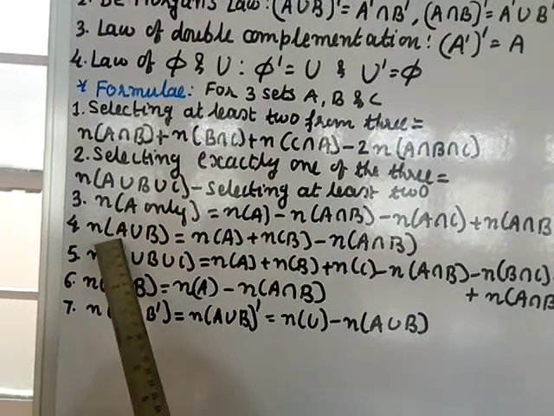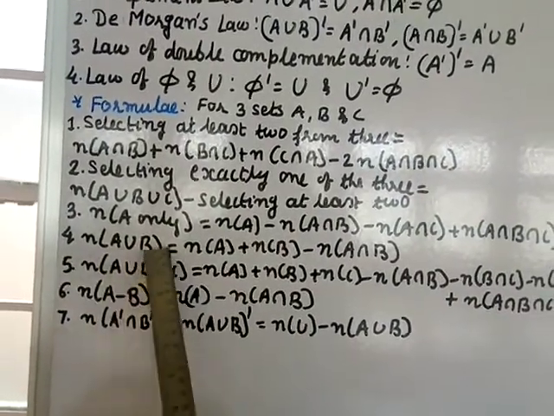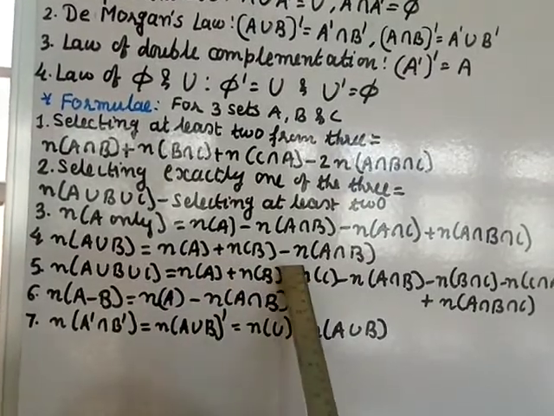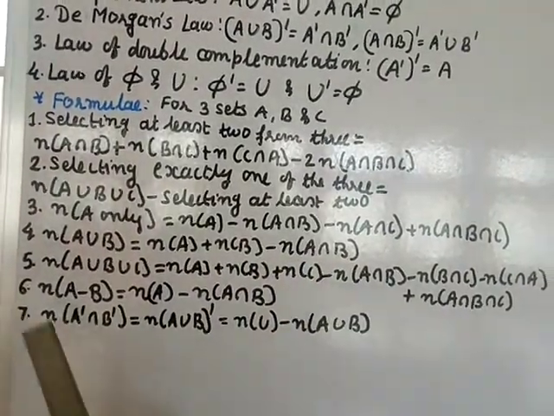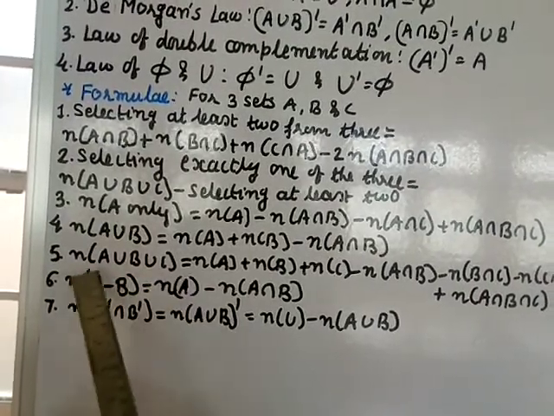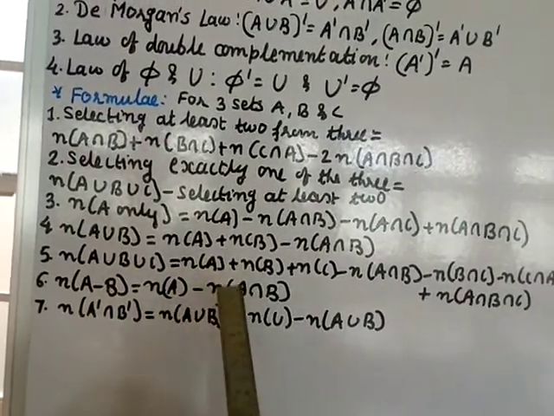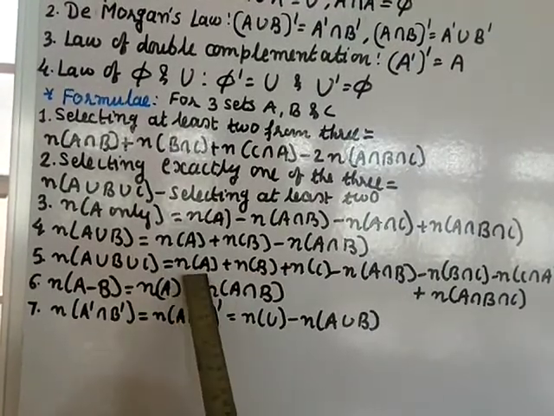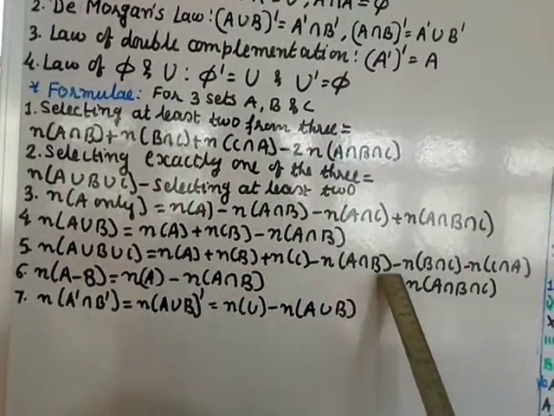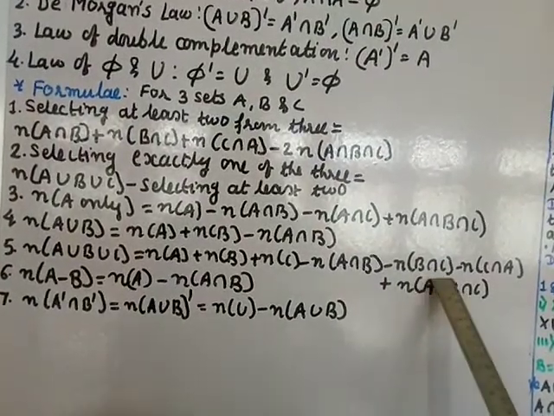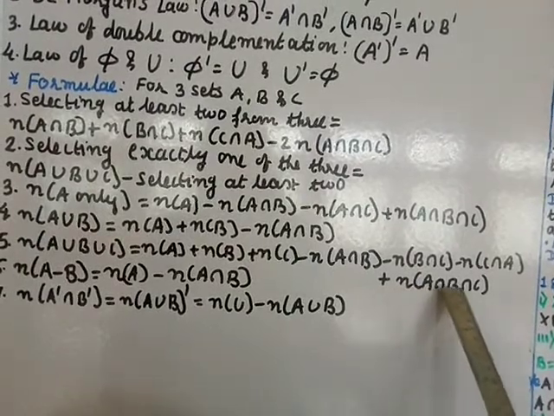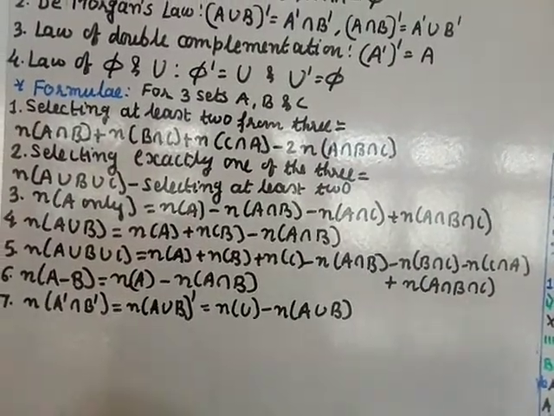Number 4, n of A union B. So this union for 2 sets alone we can take as n of A plus n of B minus n of A intersection B. Number 5, n of A union B union C. So this is the union of all three. The formula is n of A plus n of B plus n of C minus n of A intersection B minus n of B intersection C minus n of C intersection A plus n of A intersection B intersection C. Okay, these are the formulas.